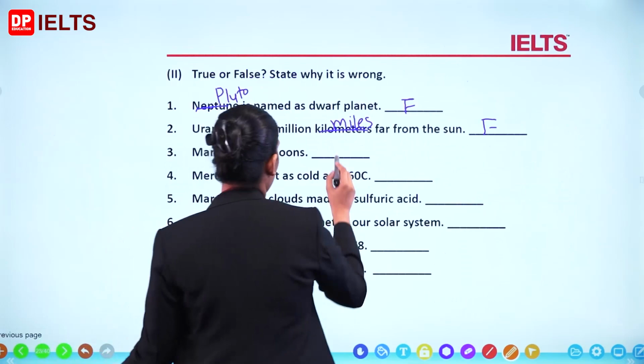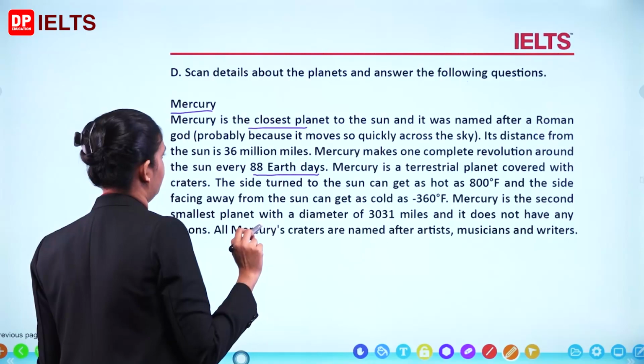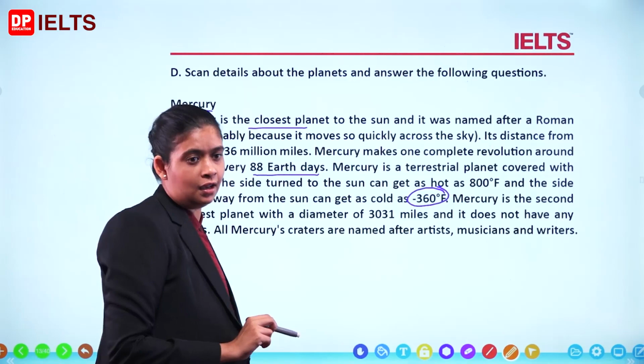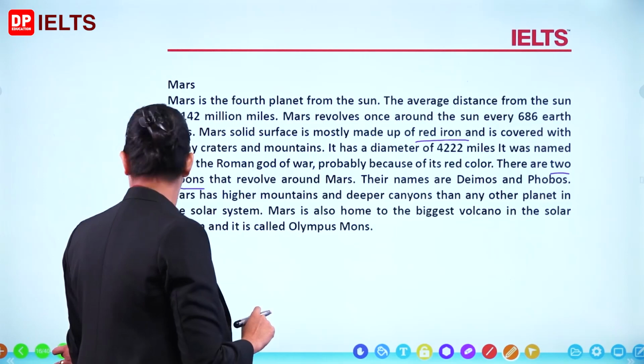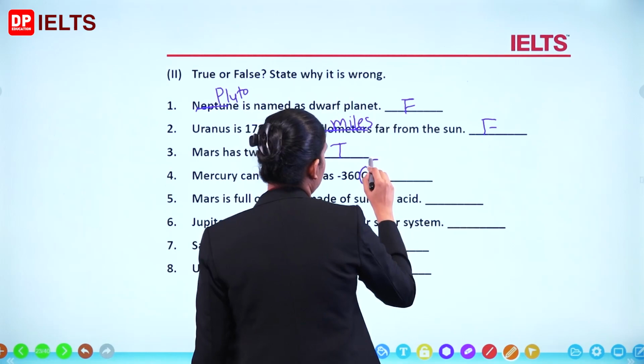Mercury can get cold as minus 360 Celsius. Okay, so minus 360. So that is not Celsius, it's Fahrenheit, so that's false.